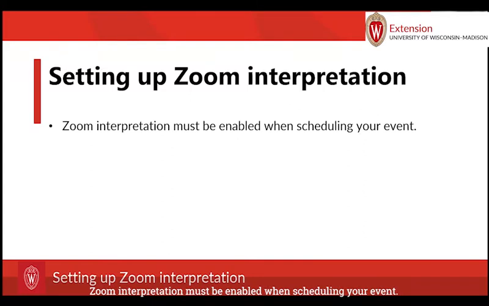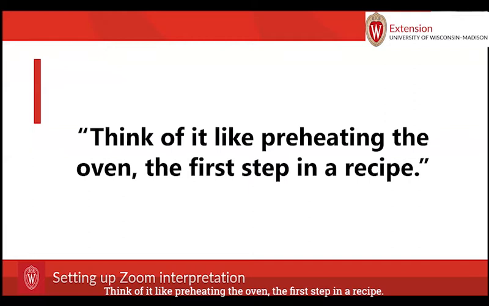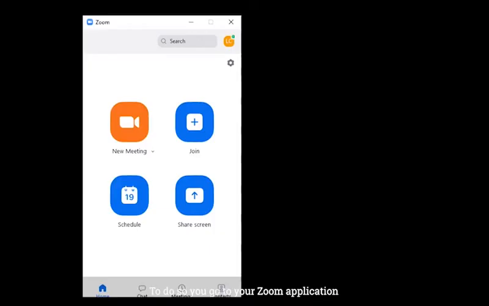Zoom interpretation must be enabled when scheduling your event. Think of it like preheating the oven, the first step in a recipe. But for now, follow these steps. To do so, go to your Zoom application. Follow these 4 steps.